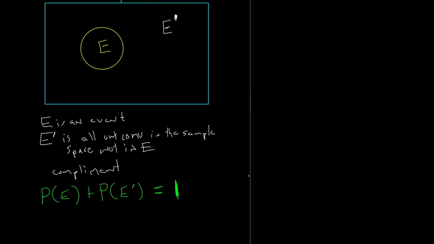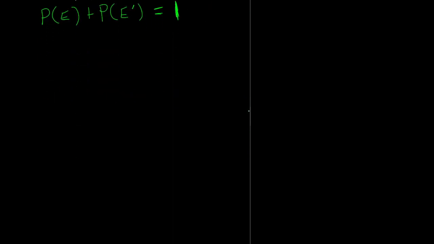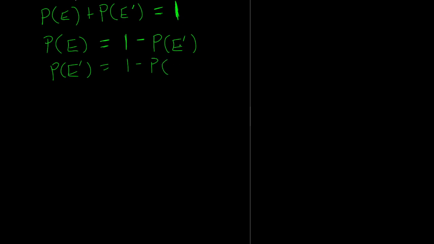And so, well, let's do a little manipulation here. Let's say, hey, what is the probability of just my event? Well, if I subtract the complement from both sides, I get 1 minus the complement tells me the probability of my event. 100% minus something else gives me my event. And the probability of my complement is the same thing: 1 minus P, the probability of my event.